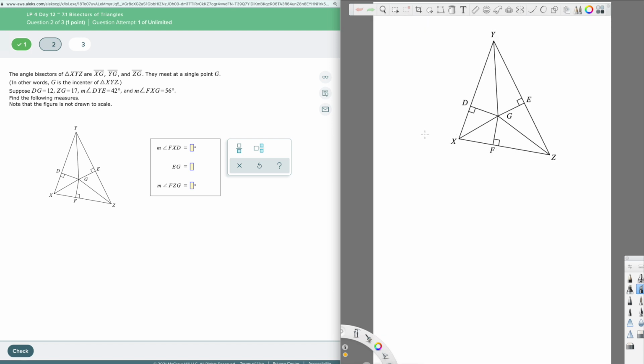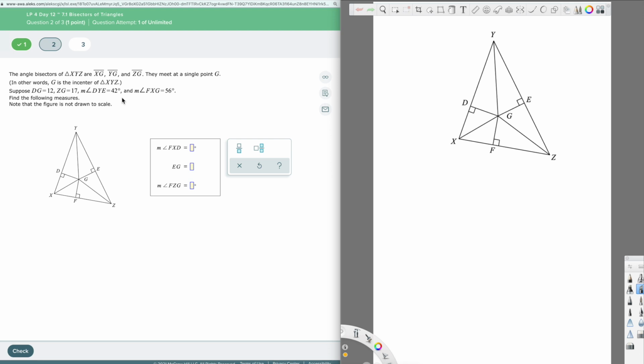Okay, so now we have the angle bisectors of triangle XYZ, or XG, YG, and ZG, and they meet at a single point G. In other words, G is the incenter of XYZ. So when we have the perpendicular bisectors, we call that the circumcenter. When we have the angle bisectors, we call that the incenter. Very, very similar names. So it's one of those things, it can definitely be a little confusing because we have some very similar type names here.